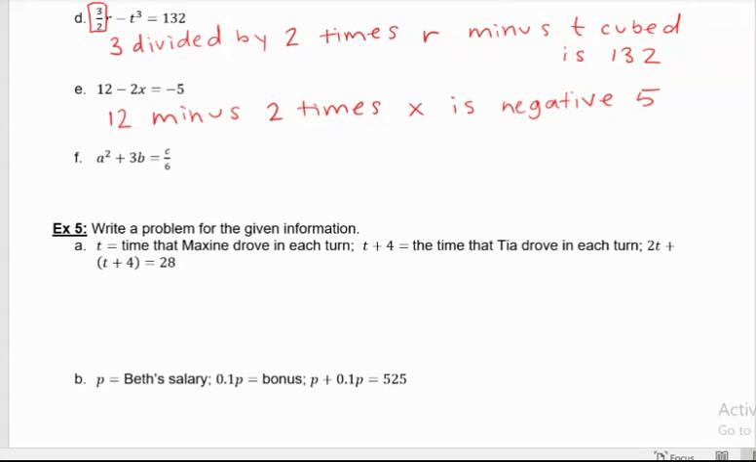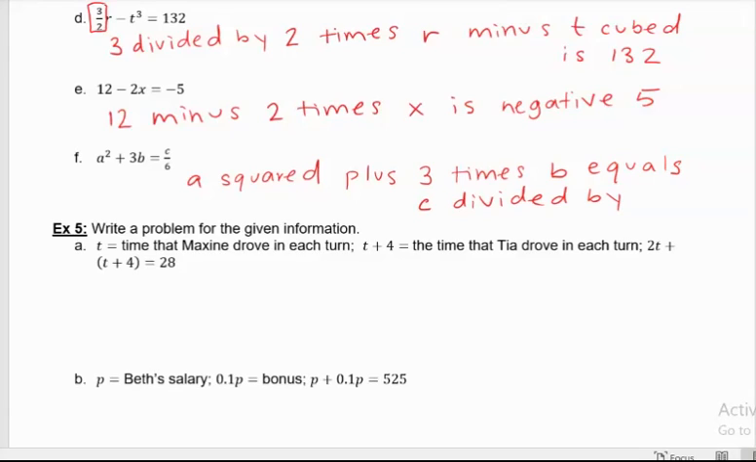For F, again, I have a squared plus 3 times b equals c divided by 6. So there's a couple different ways you can write these. Those are the ways that I think most people would actually write those.